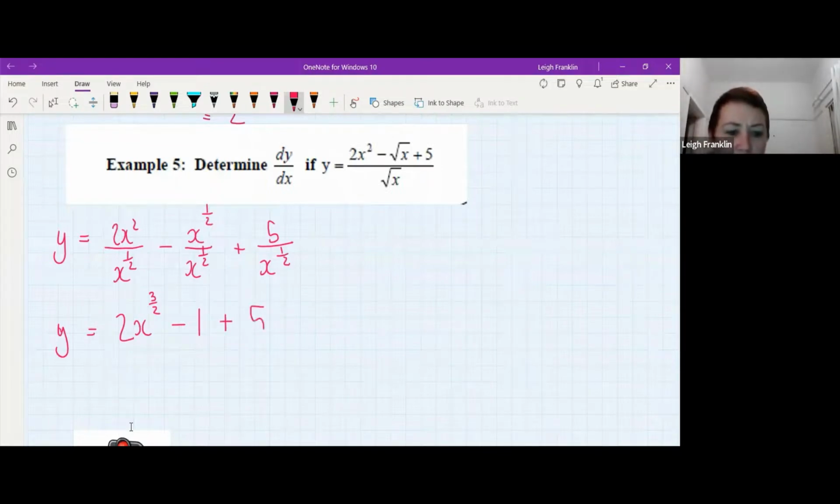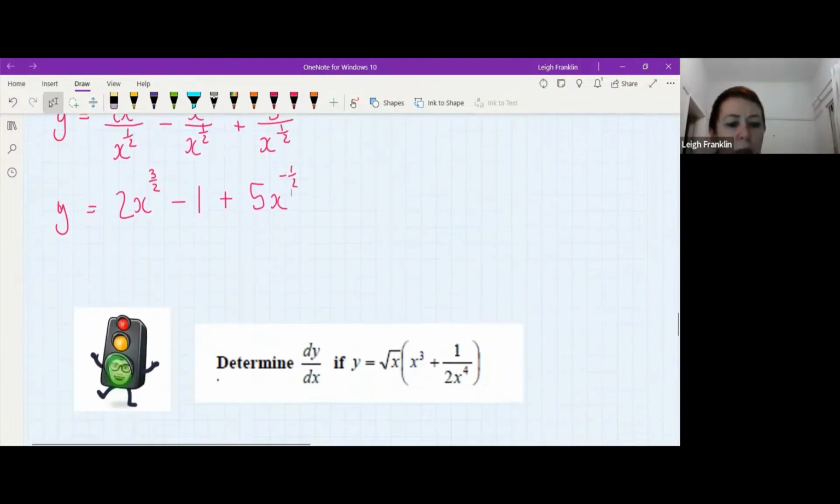Okay, so 5 is happy. It's at the top. X goes up to the top and it changes its sign. Okay, now you're ready for differentiation matrix. Okay, because each term has been written, sign, coefficient, variable in the numerator with your exponent. Okay, so now we can write dy over dx, the derivative of y with respect to x.